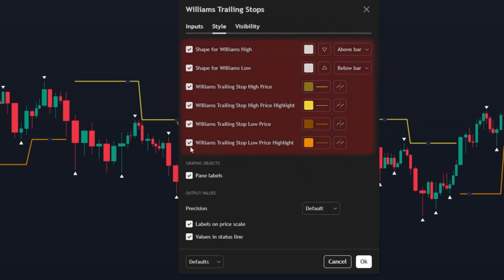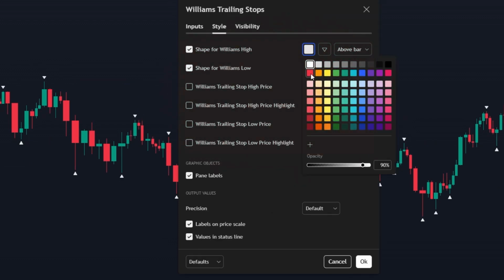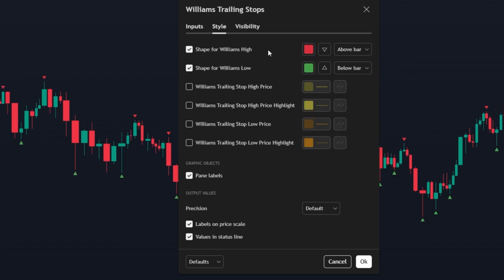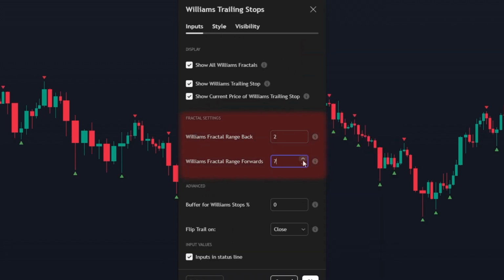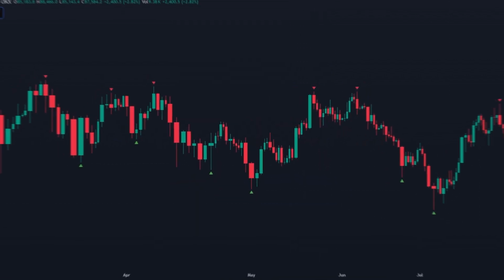It allows you to change the fractal range. I recommend disabling unnecessary lines in the settings and increasing the range from 5 to 9 candles. This filters out noise, leaving only key levels, which makes analysis cleaner and trading easier.